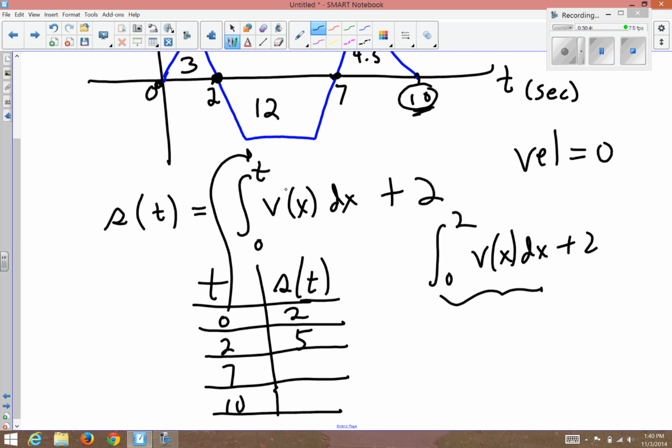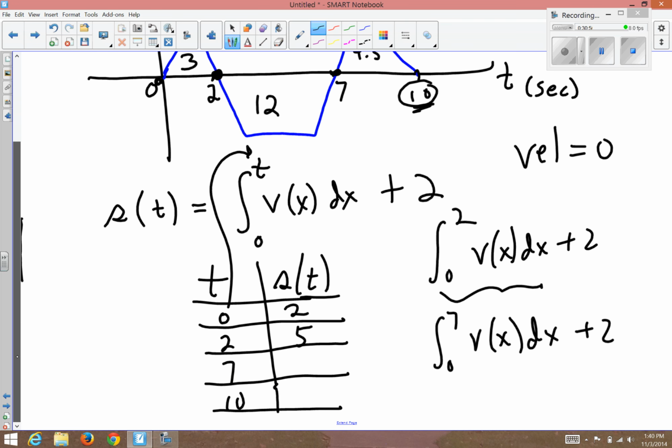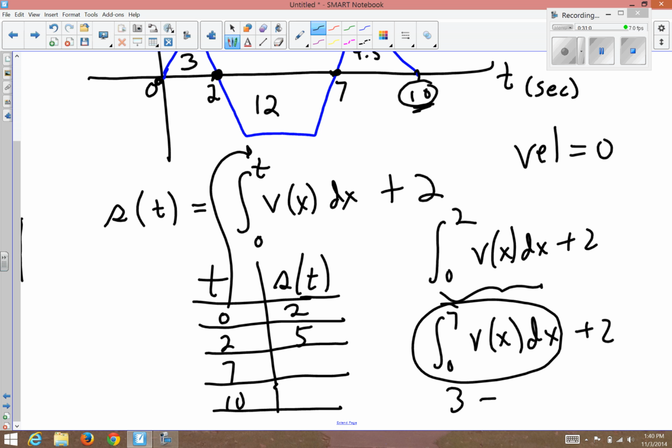Putting a 7 where the t is. The integral from 0 to 7 of the velocity. The velocity means the blue picture there. The integral from 0 to 7 is 3 minus 12. Got that? Don't forget the plus 2 there. That means 5 minus 12, which is negative 7.